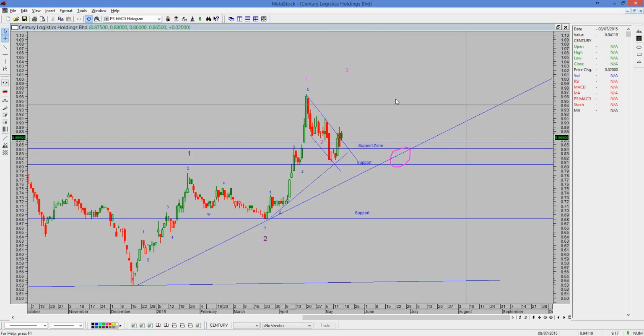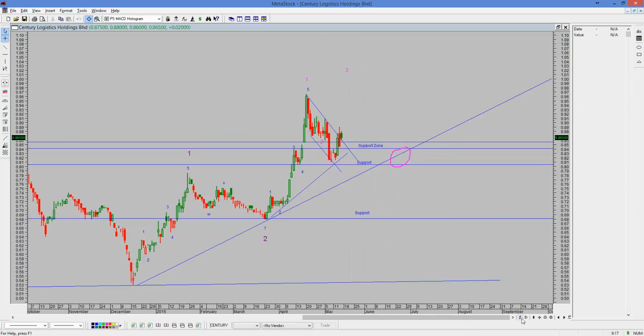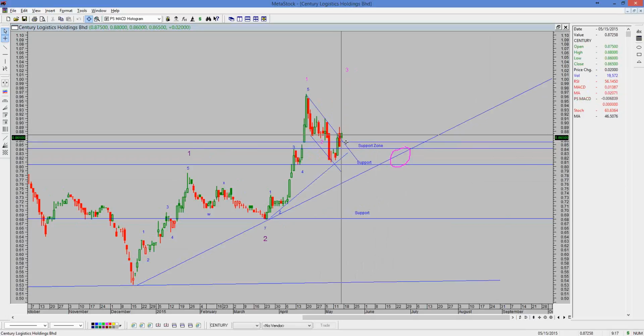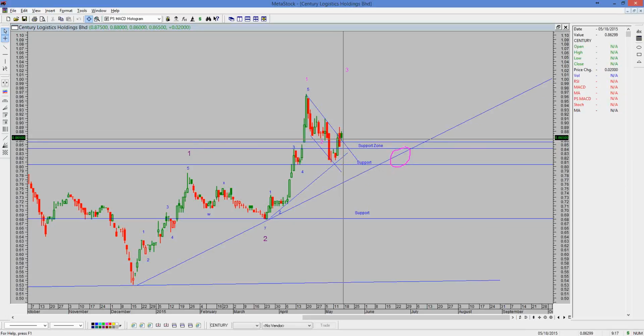All right, any question for Century? I just want to add on to last week: I do see that today, Friday, the candle stays above the uptrend line. Any question before I go to the next?